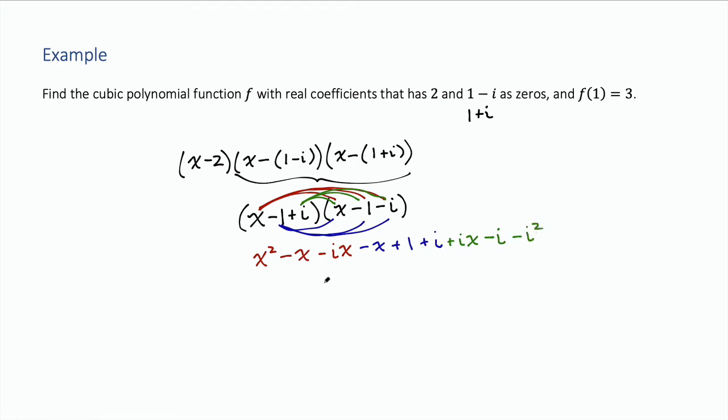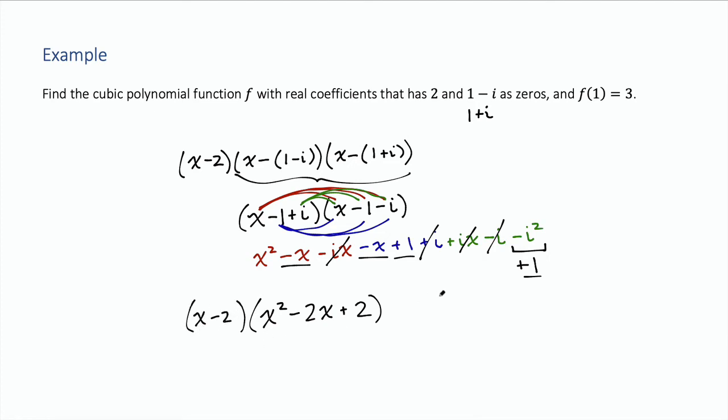Now there's a lot here that can cancel out. We've got negative ix plus ix, and plus i minus i. And this negative i squared we're going to simplify: i squared is negative 1, so negative i squared is positive 1. Now we can combine like terms. We've got x squared minus x minus another x is minus 2x, and then plus 1 plus another 1 is plus 2. We have that, and then we're multiplying that, of course, by this x minus 2.